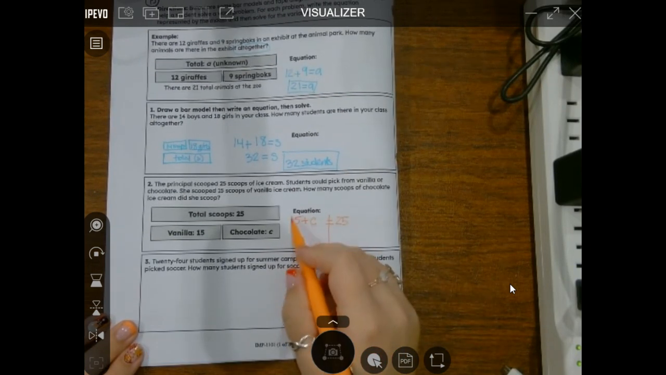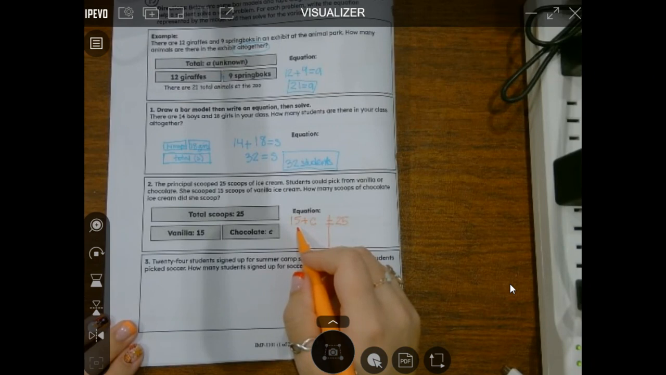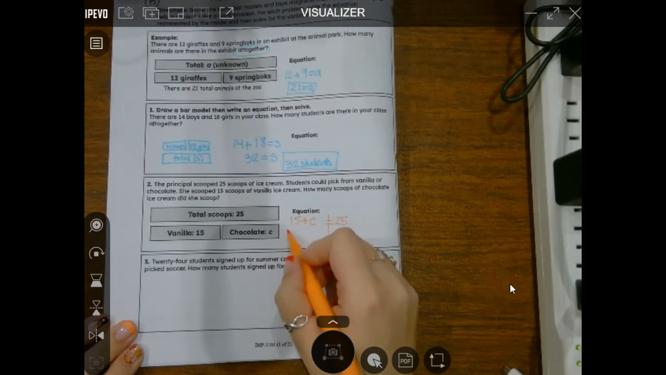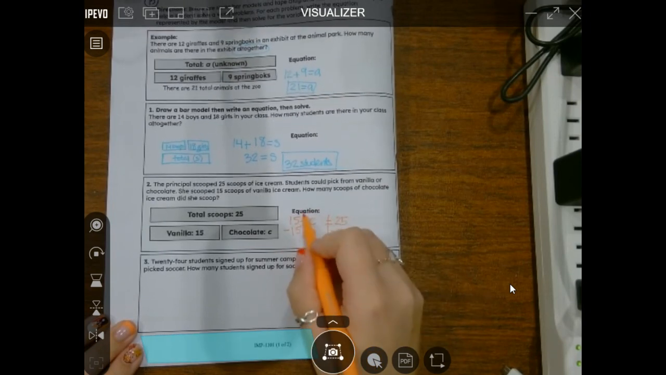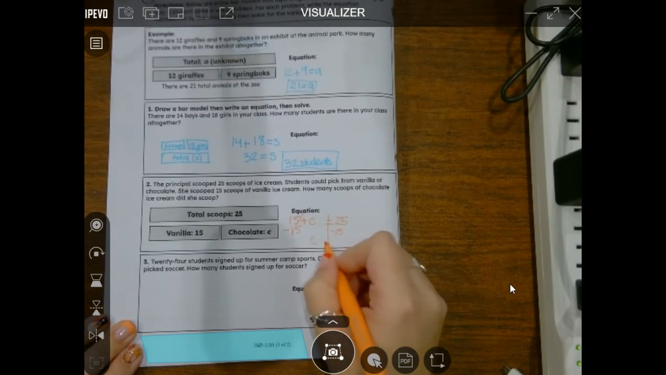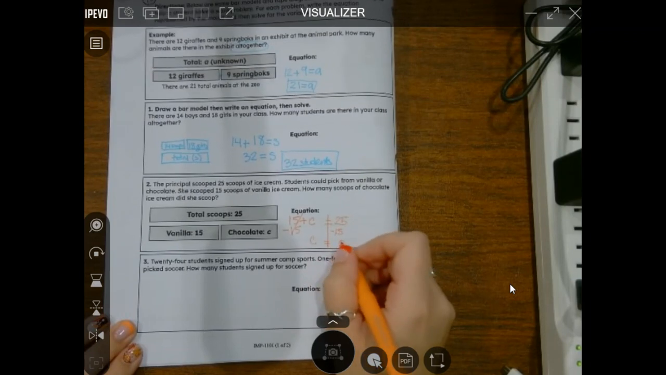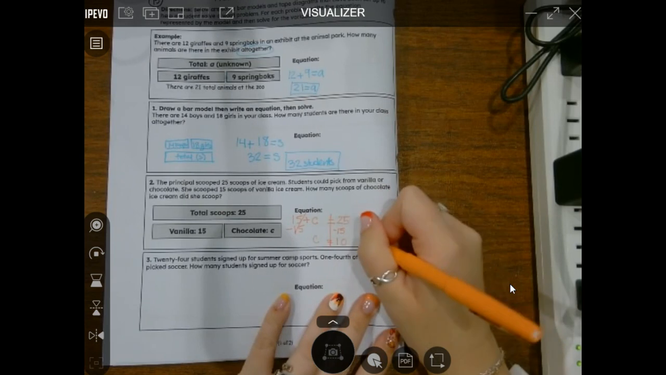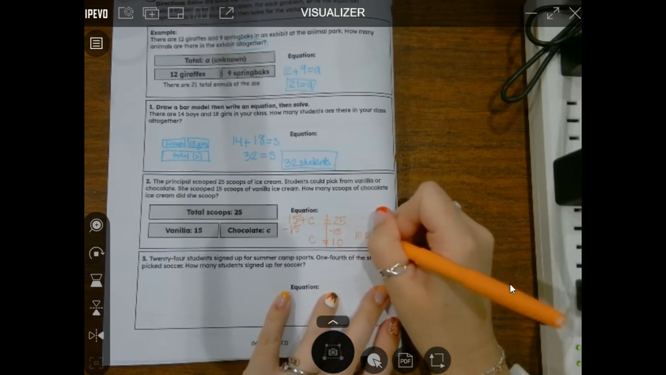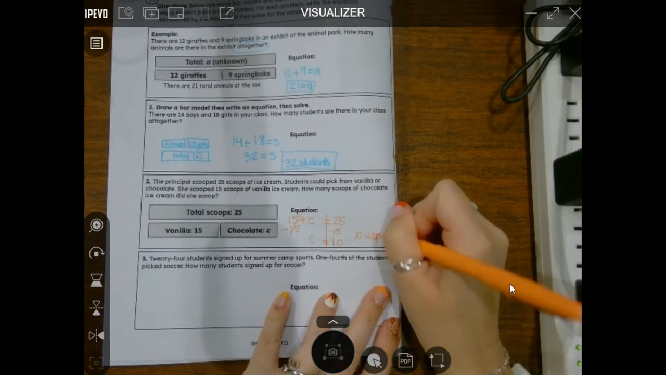So right now these are being added. What's the inverse of adding? Subtracting. So let's go ahead and subtract 15 from both sides. So those cancel, and now you have C equals 5 minus 5 is 0, and 2 minus 1 is 1, which means 10 people got scoops of chocolate.